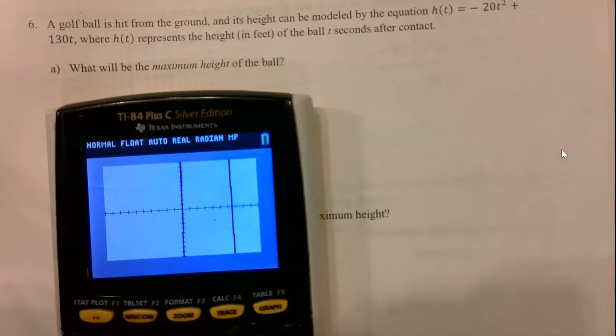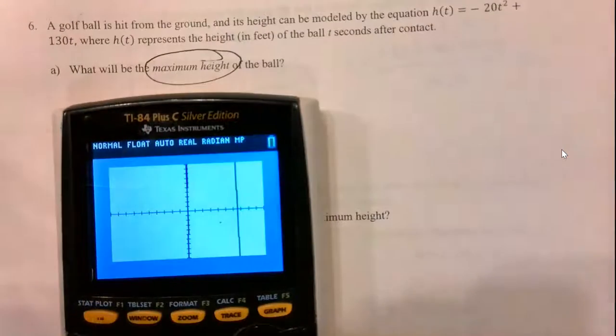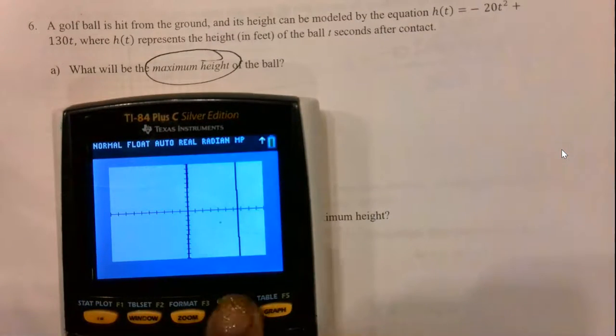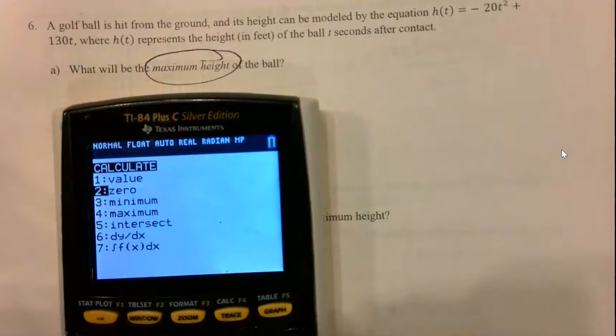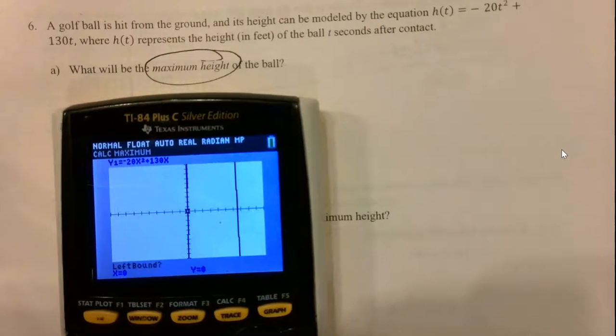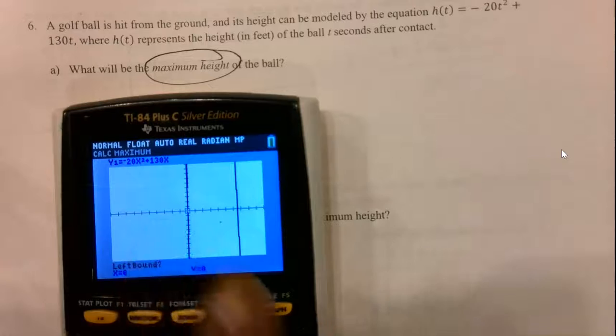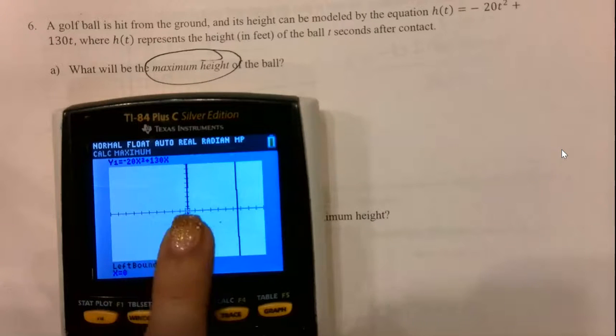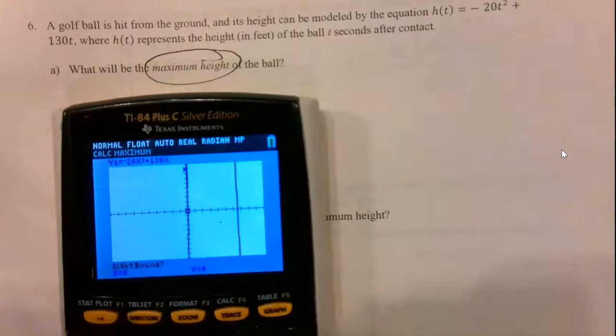Since I know it is a maximum, I'm going to go to second calculate, or second trace. I'm going to go down to maximum. And then I want the cursor on the left side of the graph. So even though I can't see the maximum height, it's okay. The numbers at the end will tell me. So I'm going to press enter here. And I'm going to move the cursor until I see it again on the right side.